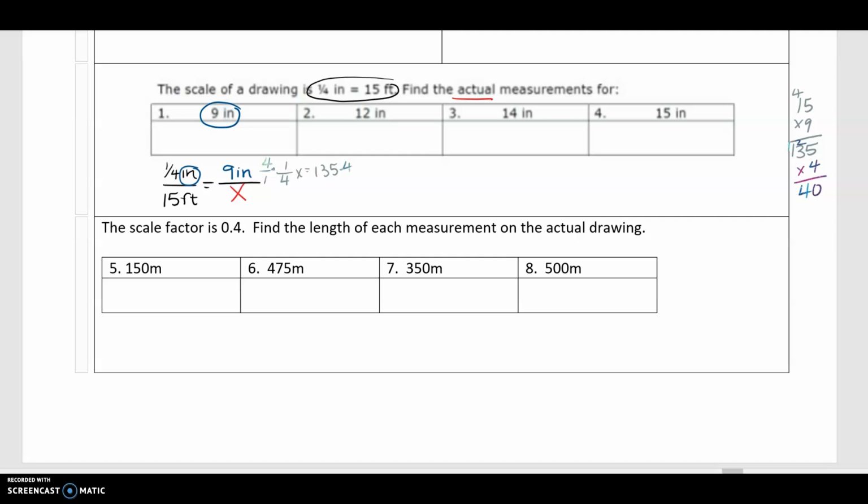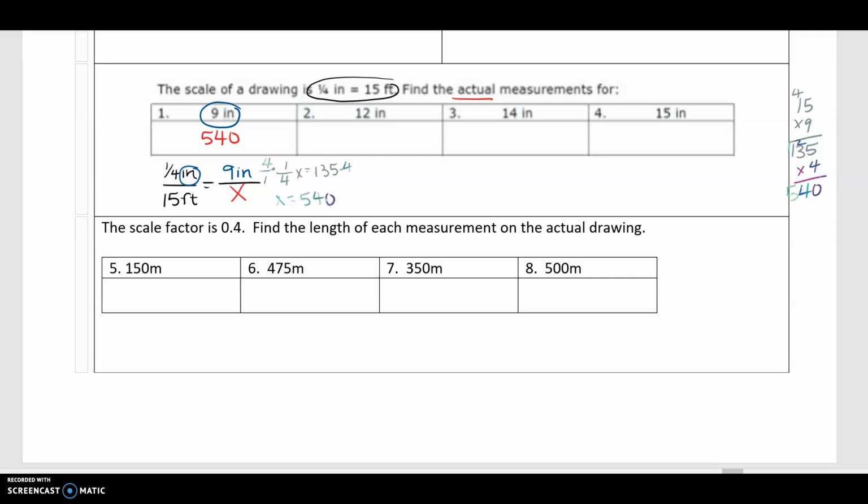1 times 4 is 4 plus 1 is 5. So the first one is going to be that X equals 540. So that is going to go here. Okay, so you guys can finish the rest using this proportion. Like I said, you're just changing out the top number.